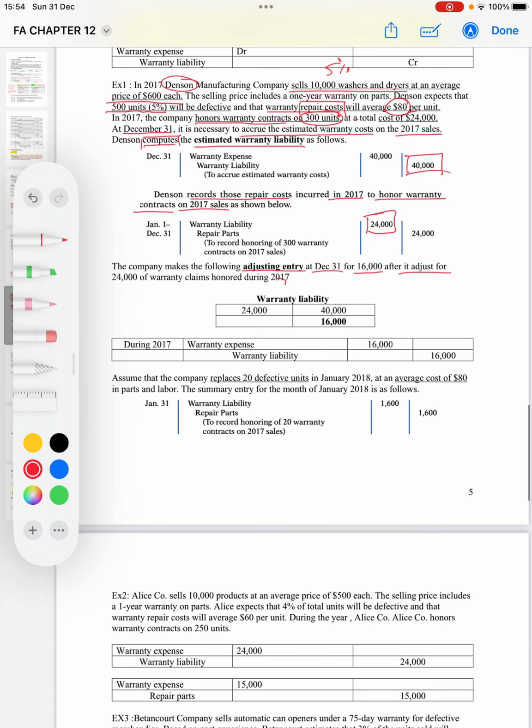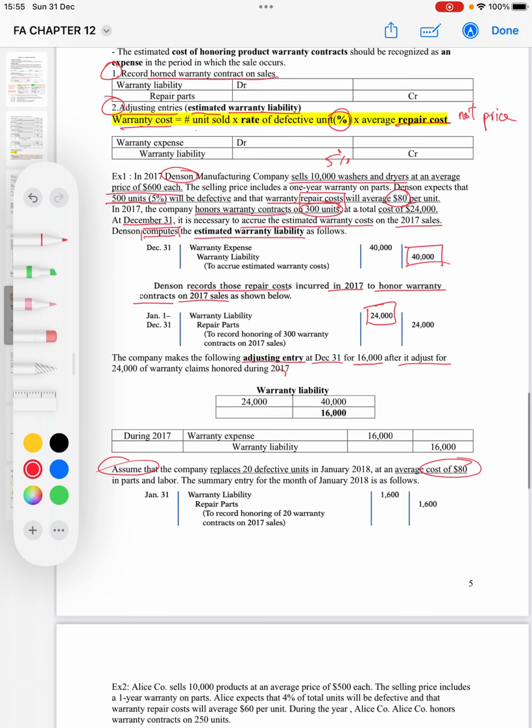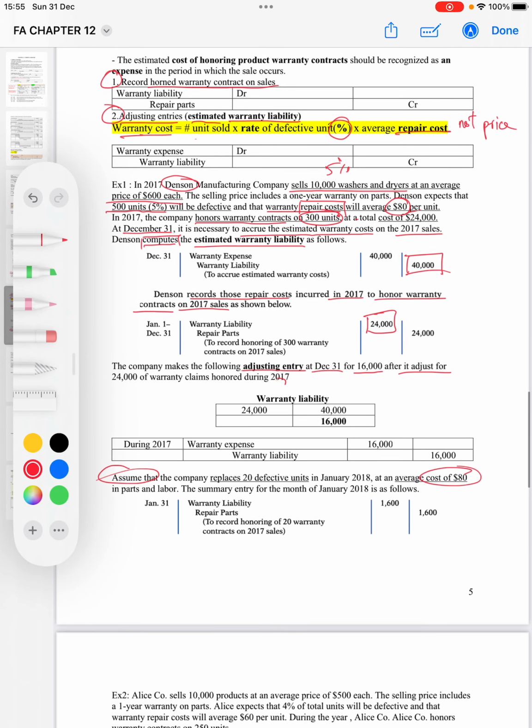And assume that this company replaces 20 defective units, which means they have to honor warranty contracts on 20 units. In the first month of the next year, the cost is the same, $80. And we have to do the entry to record the warranty contracts on sale, which means first you have to calculate the cost.